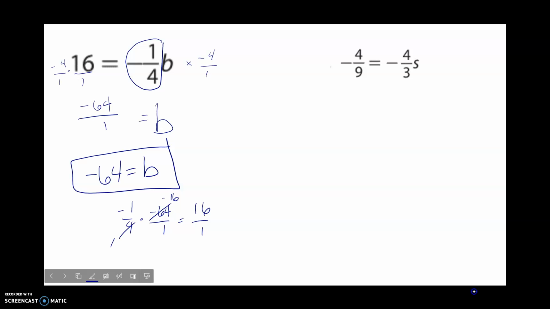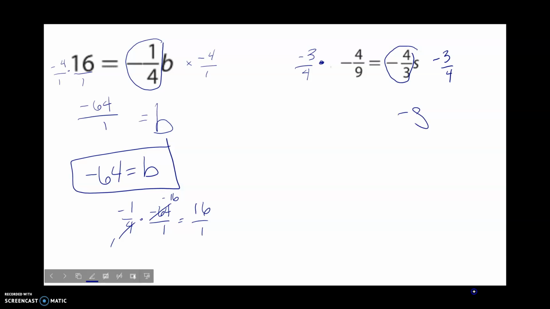Negative times negative is a positive. So go ahead and multiply that back to make sure you simplify correctly. So I always flip the fraction attached to the variable. So because the negative 4/3 is attached to x, I'm multiplying by the reciprocal of negative 4/3, which is negative 3/4.